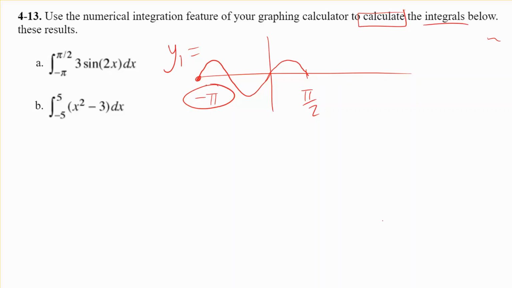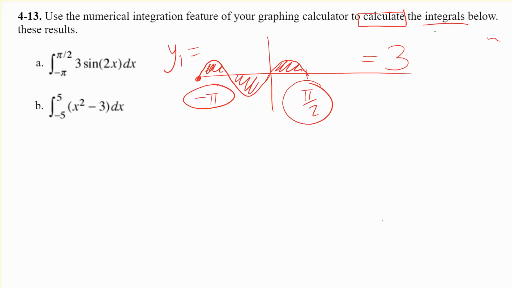And then press enter. And then the upper limit we want to be pi over 2, so I'll just type in pi over 2. And it'll actually shade it in for us, so we know we're right. It's calculating all this. And it says the integral there is 3.